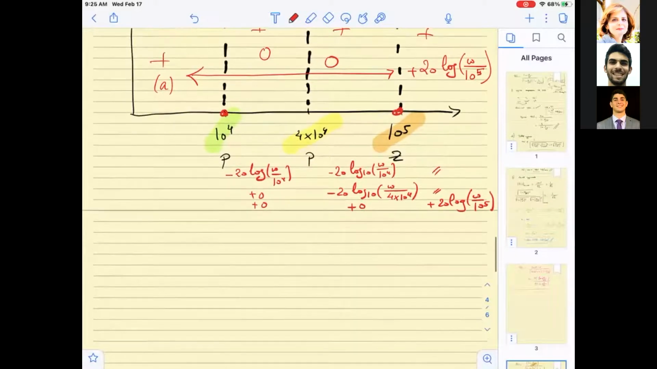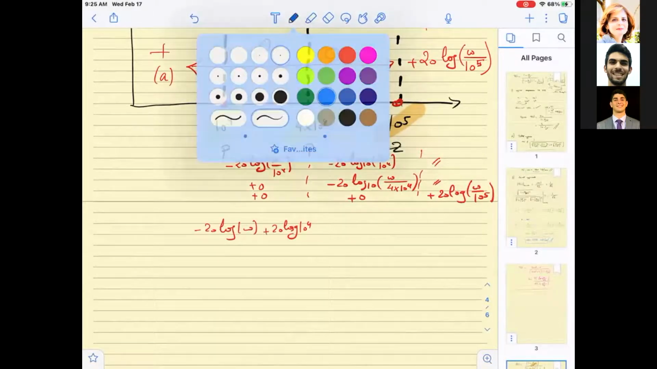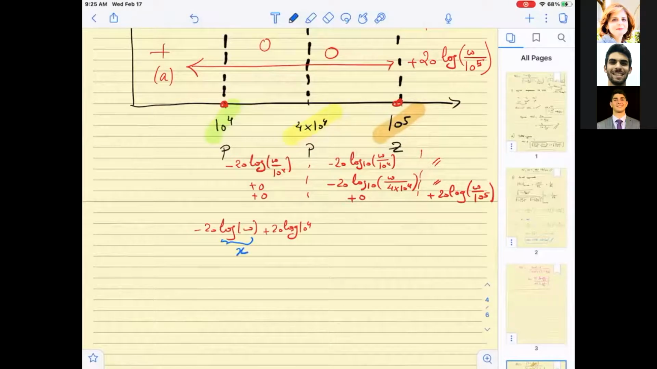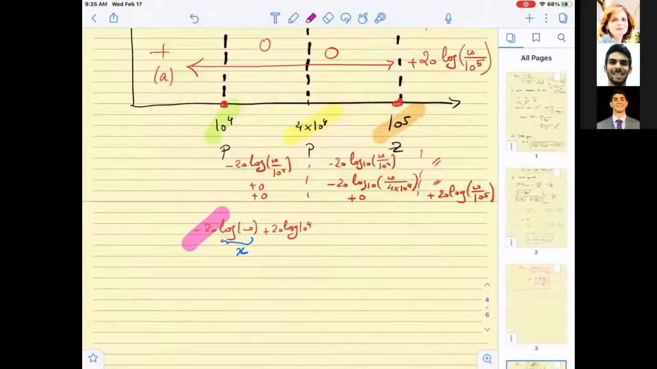Let's see what the coefficient of omega will be. In this region, if I want to expand this, it will be minus 20 log of omega plus 20 log of 10 to the 4, right? So what is the coefficient of omega here? What is the log omega? If I consider log omega as x, what am I multiplying my x with? Minus 20. Minus 20, great.